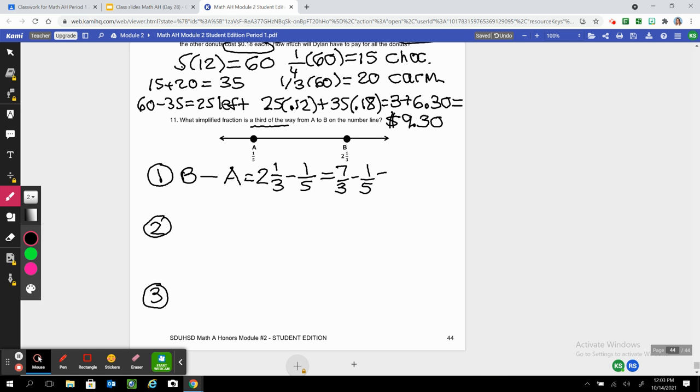Now I find a common denominator. I'm going to go with 15. So the first fraction would be 25/15 minus 3/15. Wait, hold on a second. That's not correct. I apologize. Let me just erase that real quick.